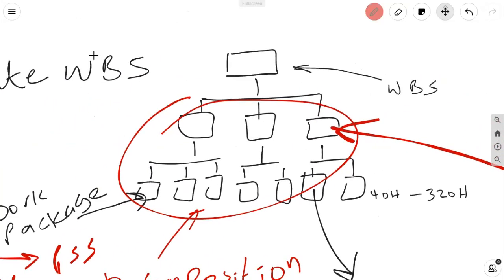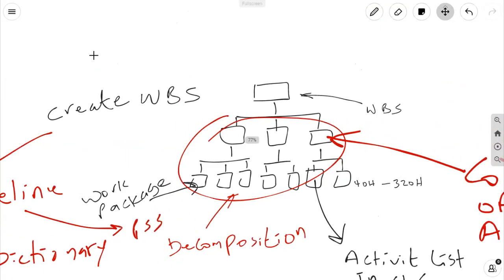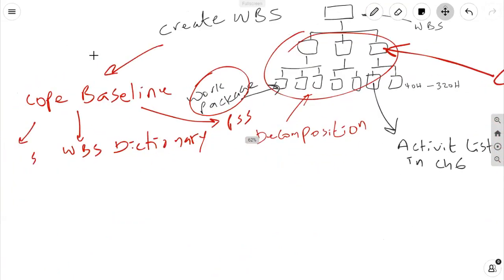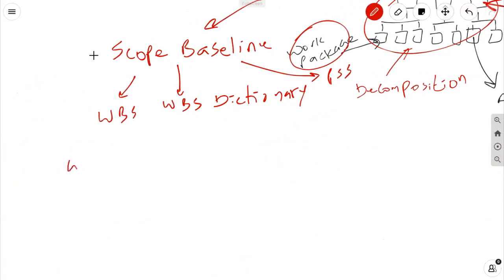Work package. A work package is the smallest component of a WBS. Work package can be scheduled, measured, estimated, monitored, and controlled. A work package is connected to a control account in the WBS.